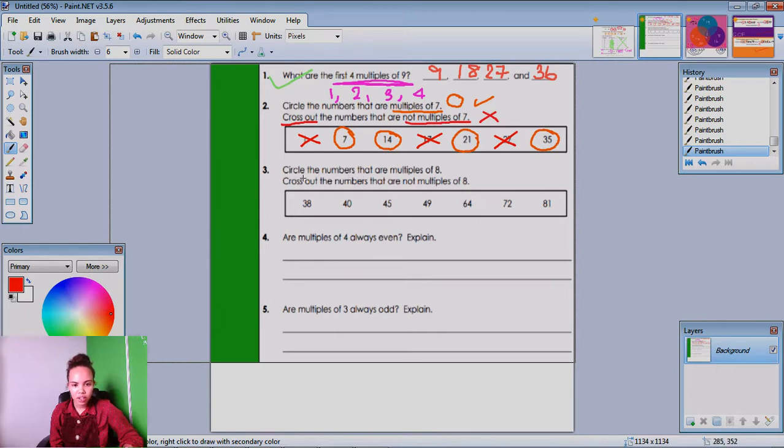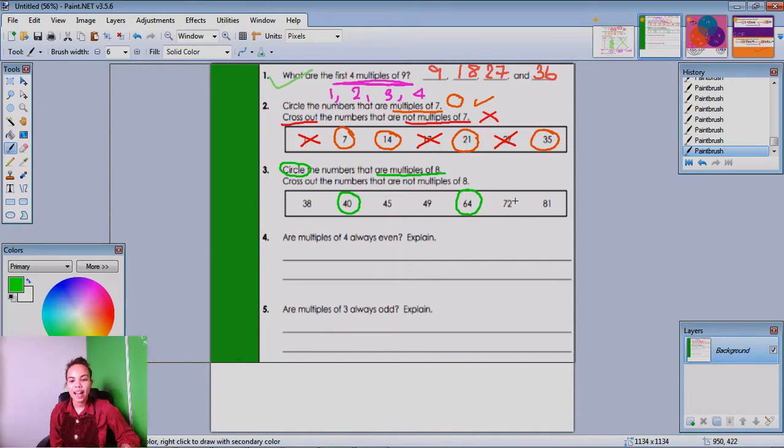Now it says, circle the numbers that are multiples of 8. Okay, I'm going to use green this time. Circle the numbers that are multiples of 8. Cross out the numbers that are not. Okay, I'll use red again for the crossing out. So let's try this. Multiples of 8. 8 times 5 is 40. Okay. 8 times 8 is 64. So that's a multiple.